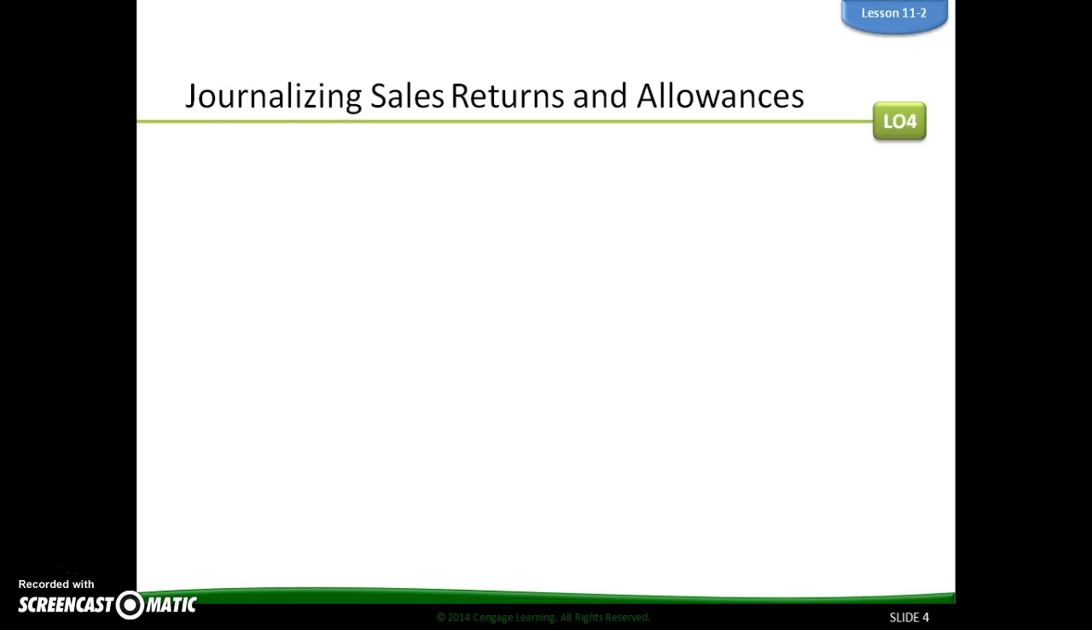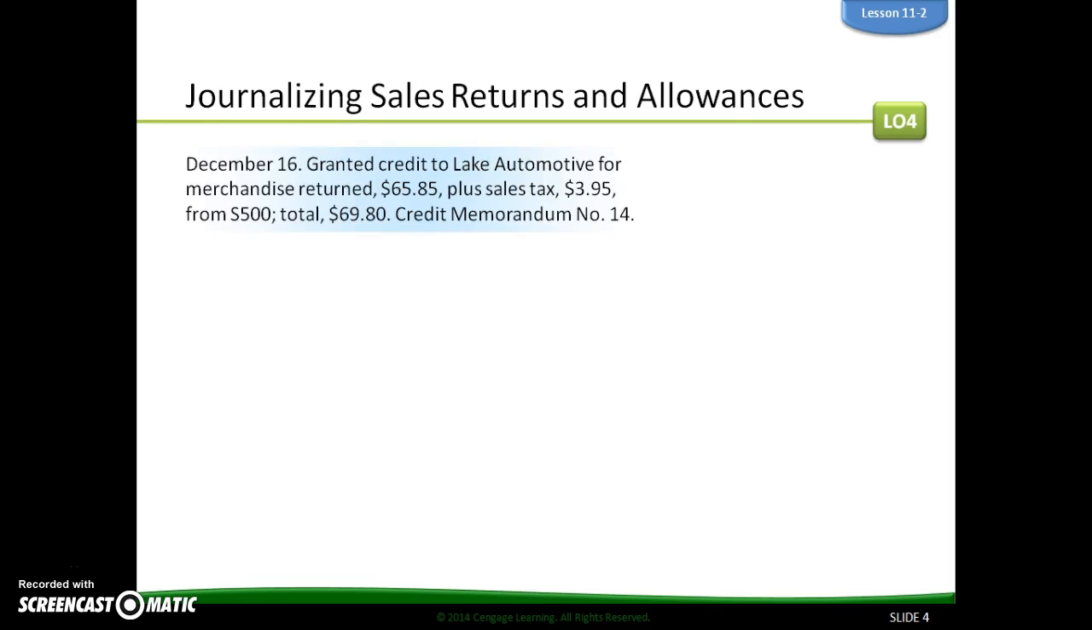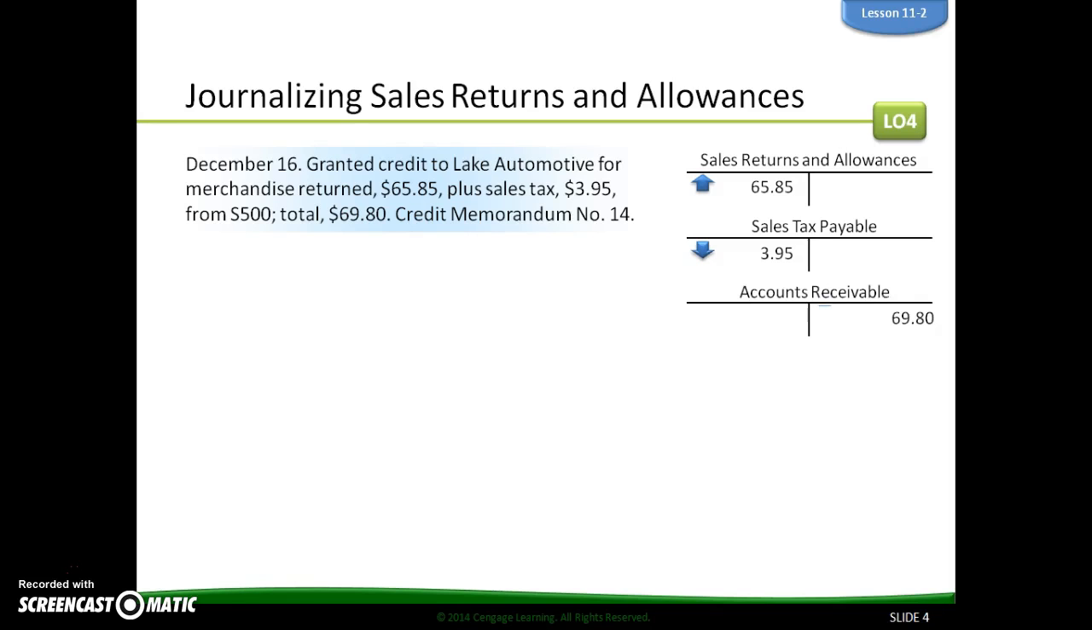We want to make sure that we know how to journalize sales returns and allowances. So the first thing we're looking at here: granted credit to Lake Automotive for merchandise returned for $65.85 plus the sales tax. So sales returns and allowances is going to be a debit of $65.85, and then also a debit to sales tax payable, and we're going to go ahead and credit accounts receivable using credit memorandum 14.